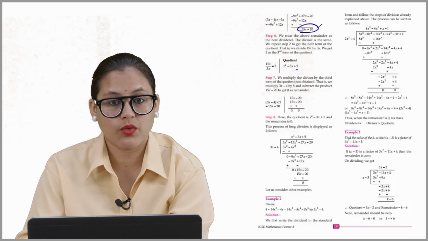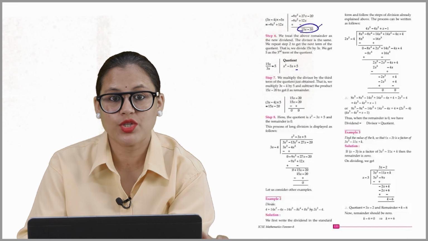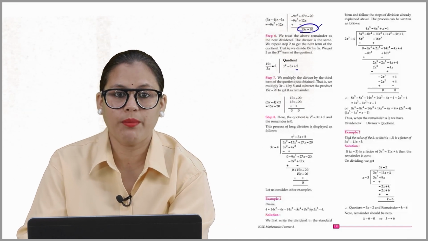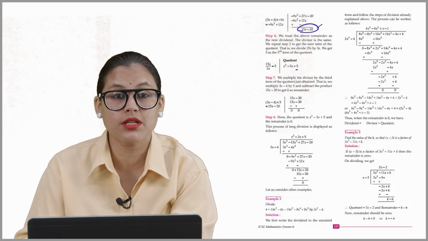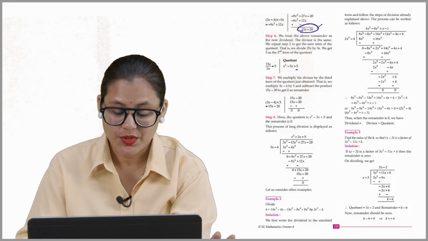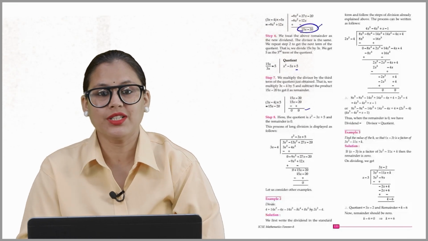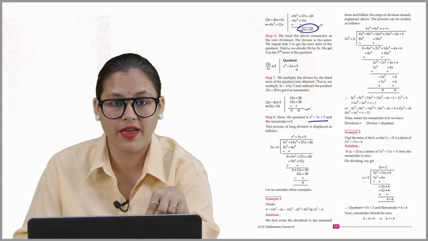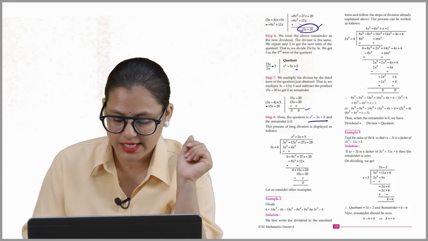Step 7, we multiply the divisor by the third term of the quotient just obtained, that is, we multiply 3x minus 4 by 5 and subtract the product 15x minus 20 to get 0 as a remainder. So, here we will get a remainder as 0. So, here the quotient is x square minus 3x plus 5, and the remainder is what? 0. So, this process of long division is displayed as follows.